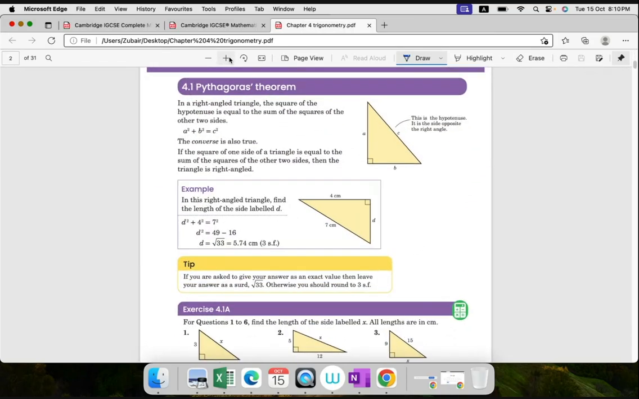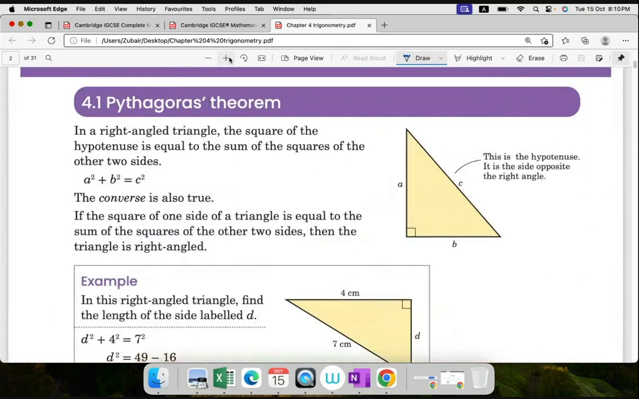So the first basic concept is that of Pythagoras theorem. Pythagoras theorem is always: longest side squared is equal to the sum of the two other sides squared. So that is Pythagoras theorem, and it applies only on a right angled triangle.